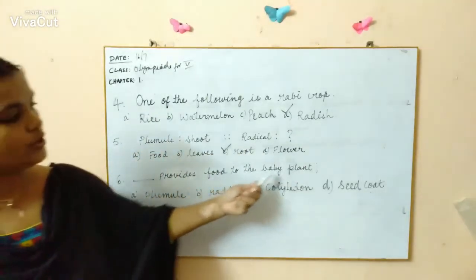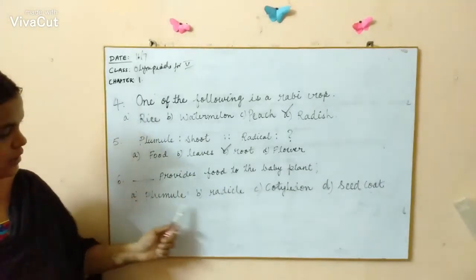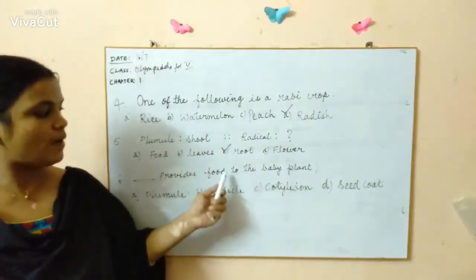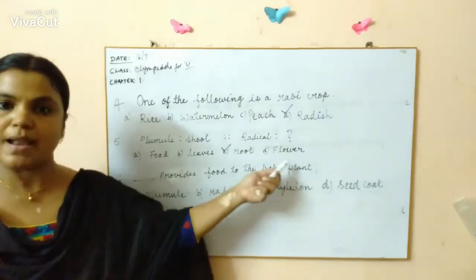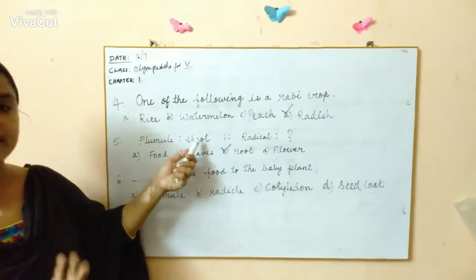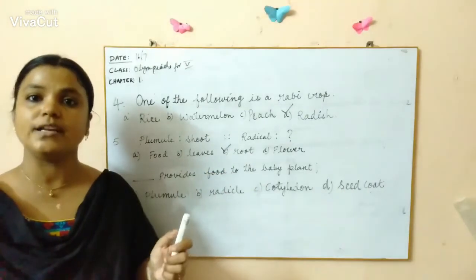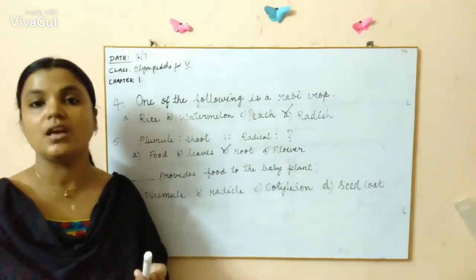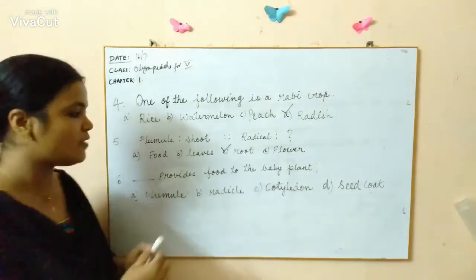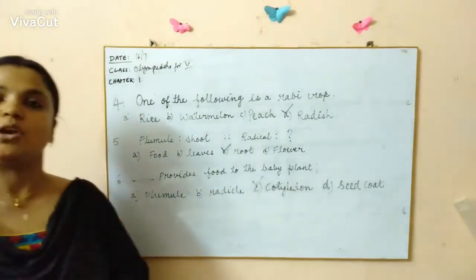Dash provides food to the baby plant. Now you see, in a baby plant, we have all these things: plumule, radicle, cotyledon, basically, mainly. Out of these, which one provides food to the baby plant? Is it plumule? We know that plumule gives rise to shoot. Radicle gives rise to root. And cotyledon, also called seed leaves, children, provides food to the growing baby plant. So what is the option? Cotyledon. Correct option is C, cotyledon.